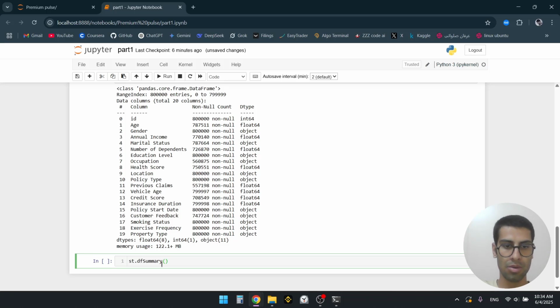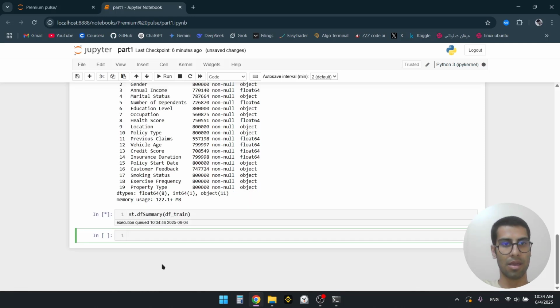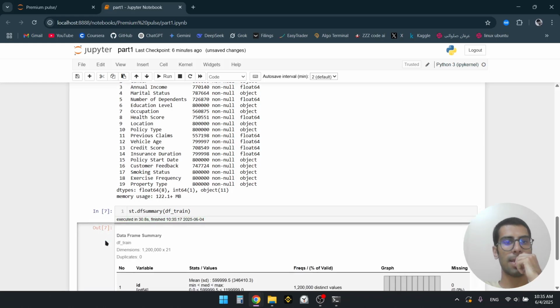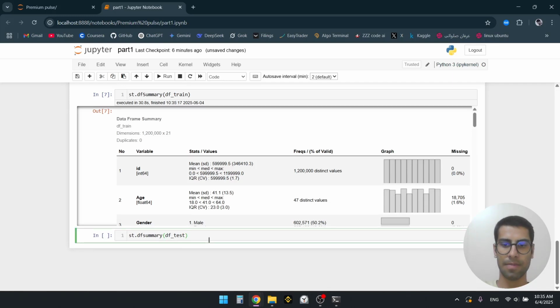So I'm going to use df_train, so you have to pass a data set to it, and it might take a bit long, so I write the same code for my test data set, df summary for df_test. And let's wait till the first one gives us the output, and then I'm going to run the second one. Okay, let me just run this.